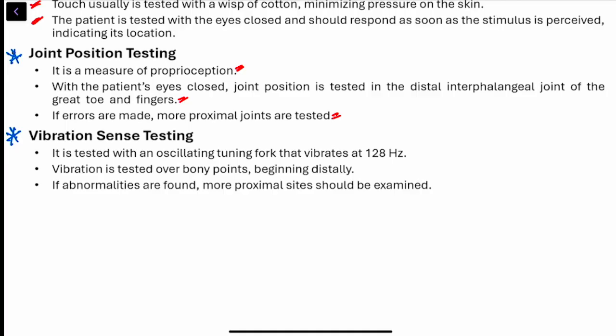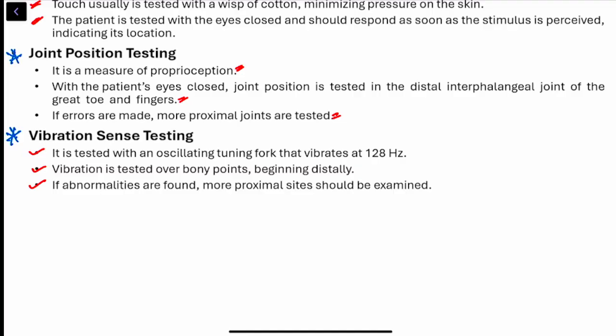Then vibration sense testing. It is tested with an oscillating tuning fork that vibrates at 128 Hz. Vibration is tested over bony points beginning distally. If abnormalities are found, more proximal sites should be examined.